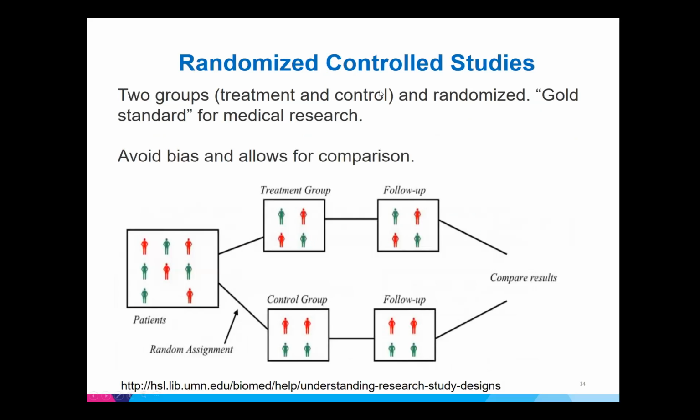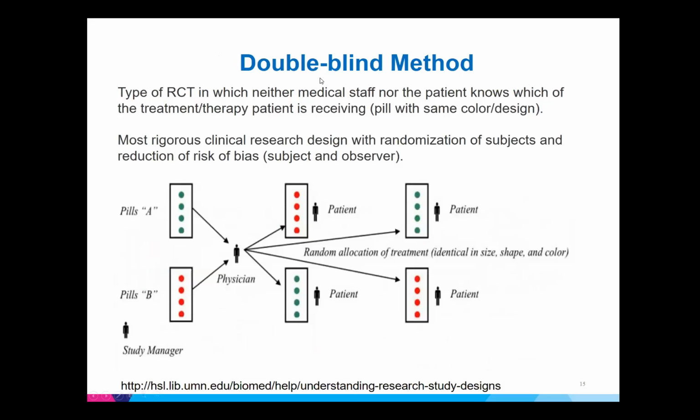RCTs, most people are familiar with at this point, so randomized controlled trials. You have two groups, a treatment group and a control group, and you're following them along and looking at results for them. They are still considered the gold standard for medical research. You're avoiding bias and you're allowing for comparison. And then a double blind is even better, in the sense that now both the staff and the patient don't know what treatment or therapy the patient is receiving.